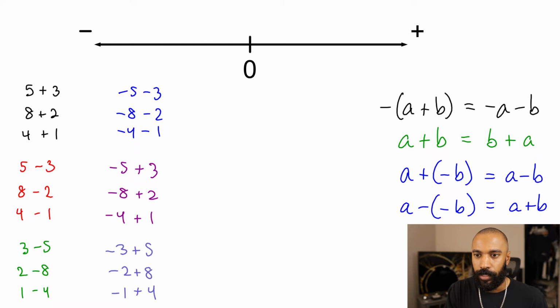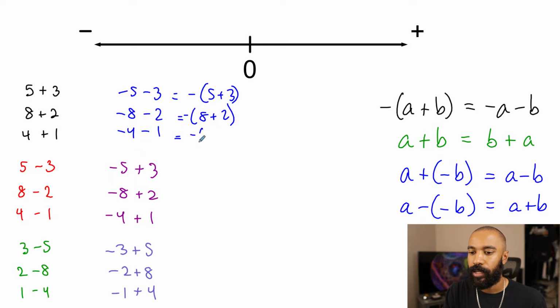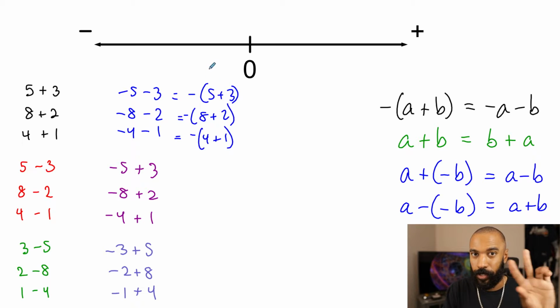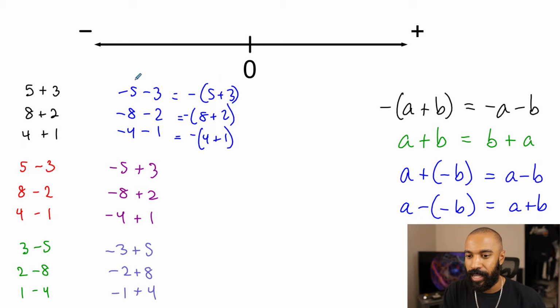Notice how a distribution of a negative can lead to a negative and a minus. Well, then I could also rewrite these things right here as the opposite of 5 plus 3, and the opposite of 8 plus 2, and the opposite of 4 plus 1. And what you have inside here is addition, which I could swap, because of the commutative property, and then I could distribute the negative, and I'd be on these guys right here, and again, they are the exact same thing as what I'm looking at.